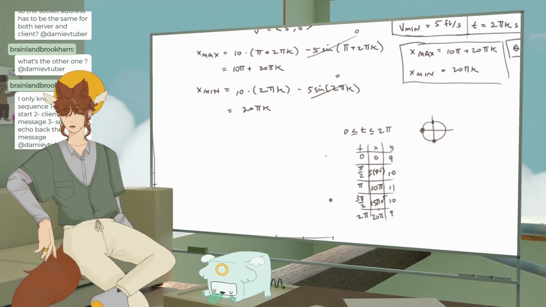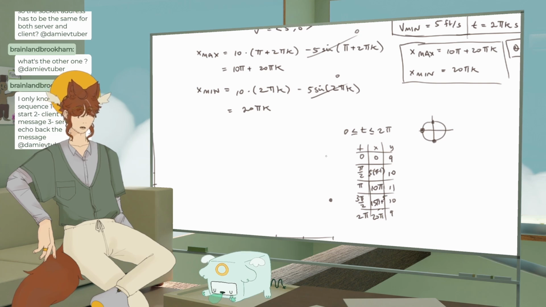I only know the sequence: 1, server start; 2, client send message, server echo back the message. I feel like that sounds right. Maybe just look into basic P2P startup or P2P framework. I assume it's something kind of similar to that.